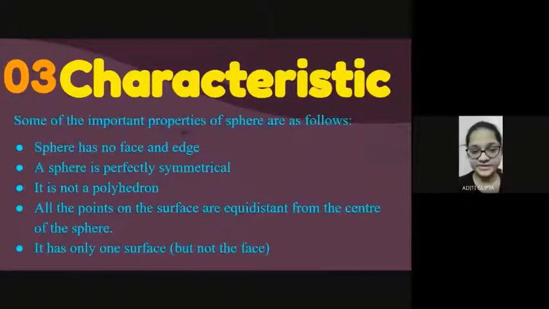Here are the characteristics. Some of the important properties of sphere are as follows. Sphere has no face in it. A sphere is perfectly symmetrical. It has no polyhedron. All the planes on the surface are equidistant from the center of the sphere. It has only one surface but not the face.